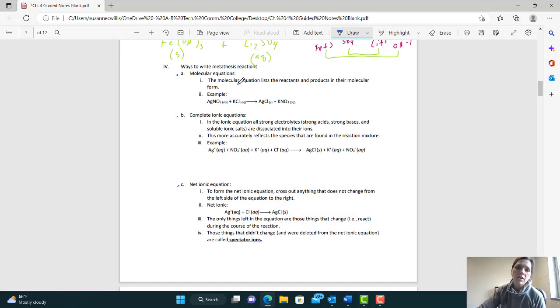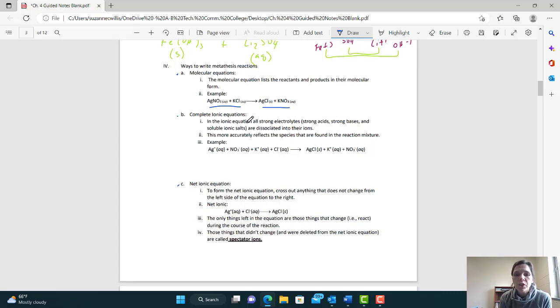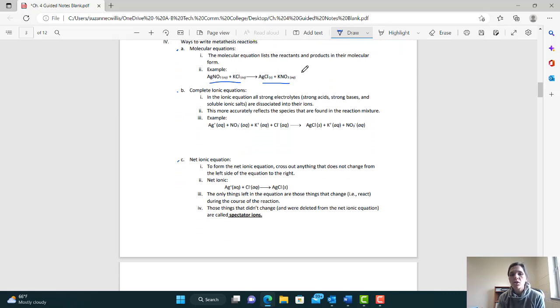Molecular is what we've been working with in the past couple of chapters, where we write out a reaction and we balance it, and there's nothing much more to it. It just shows who you start with, who you end with, and then balance with coefficients. The complete ionic actually shows what these substances look like in water. Are they together, intact, or are they apart as ions?